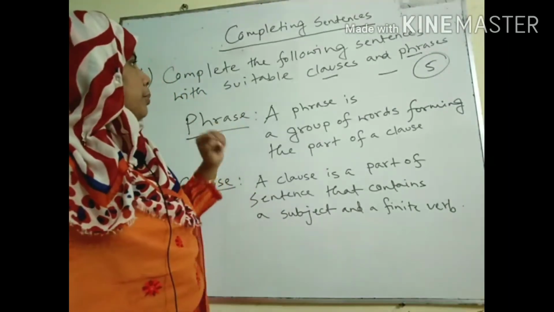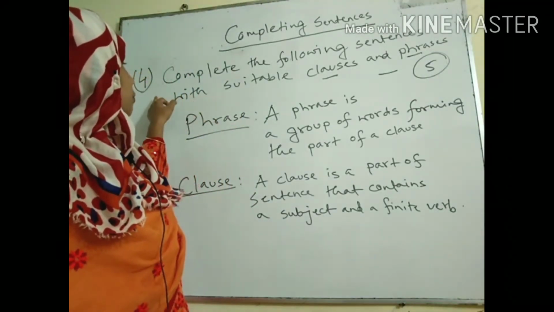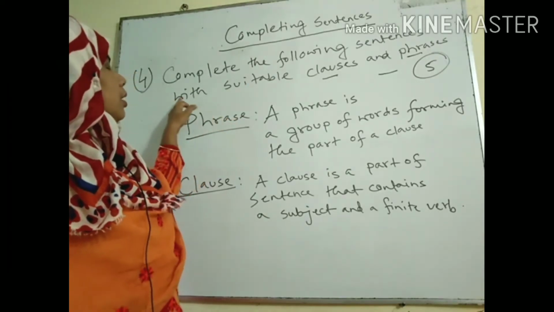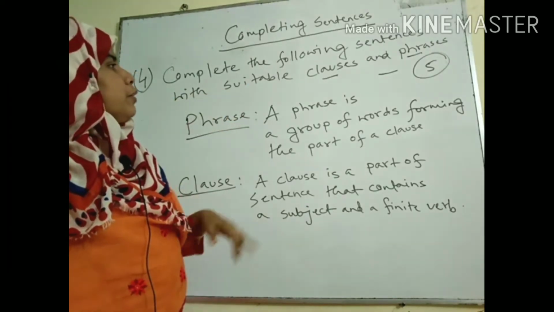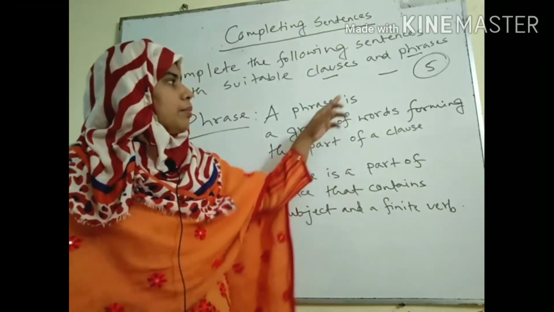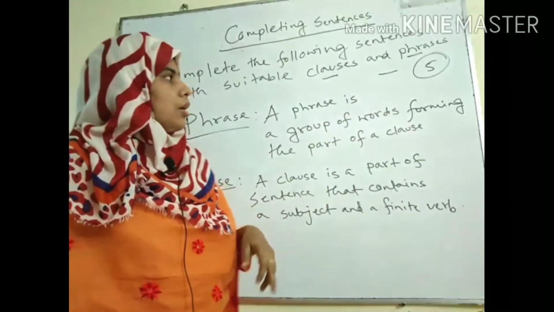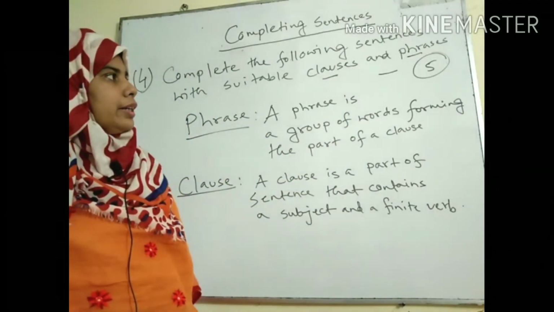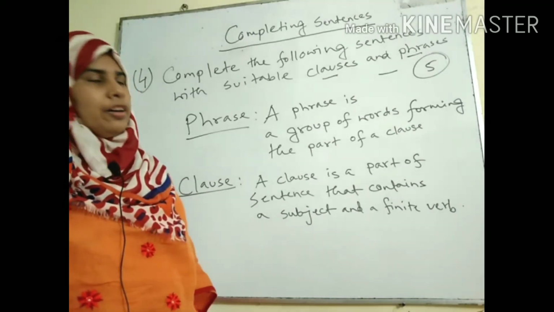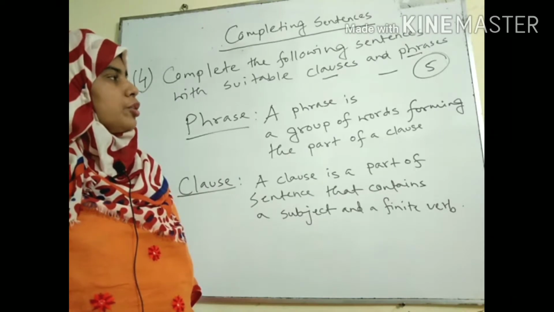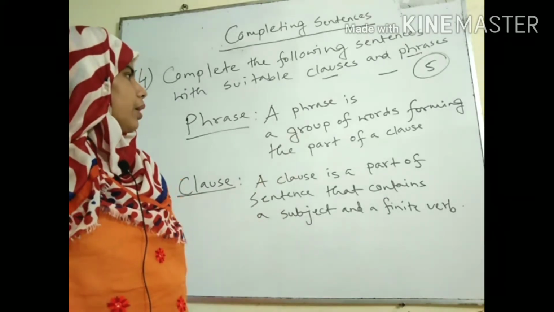Okay, look at the question pattern. You will find this question in Question 4 of your English second paper. The question is, complete the following sentences with suitable clauses and phrases. Marks, 5 marks. You have to answer a total of 10 questions and each question carries half a mark. That means you have to answer 10 questions and the total marks is 5.